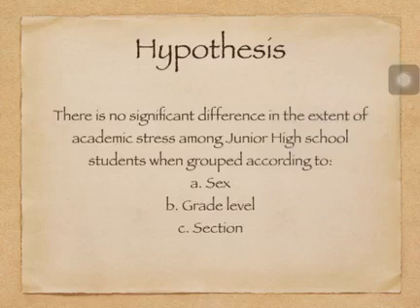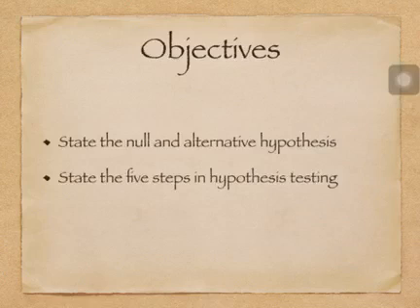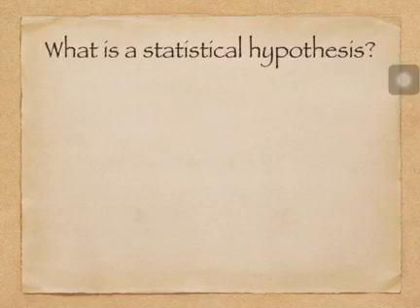And once again, in this discussion, we're going to talk about what is hypothesis and how do we answer this hypothesis. So our objectives for this lesson, we have to learn how to state the null and alternative hypothesis, and probably do it in symbols, then state the 5 steps in hypothesis testing. So let's start with this question. What is a statistical hypothesis?